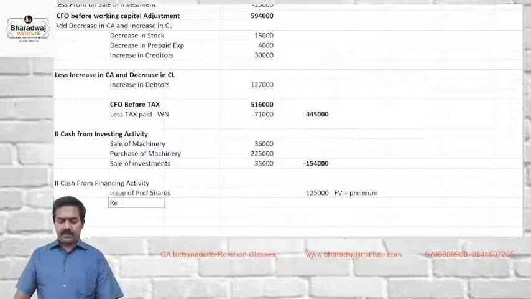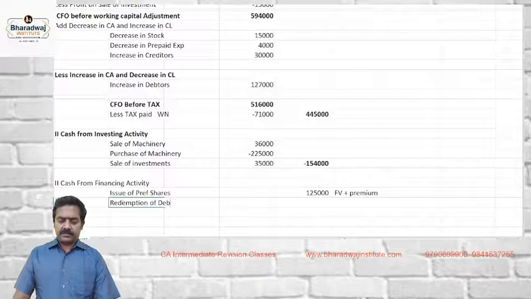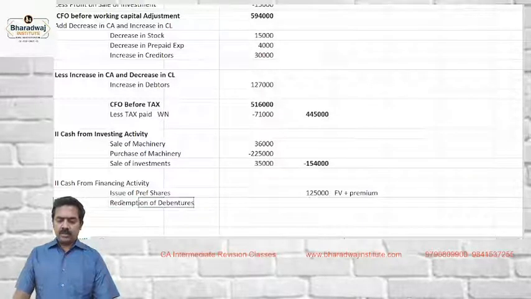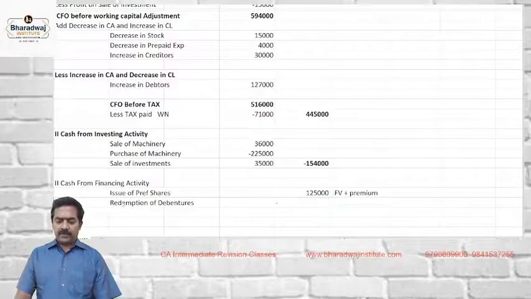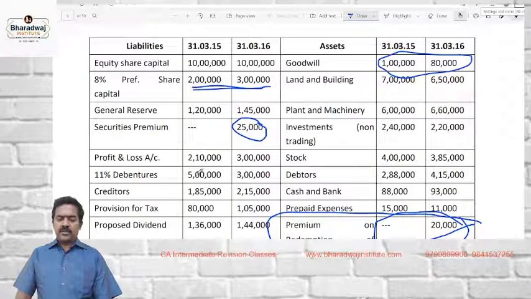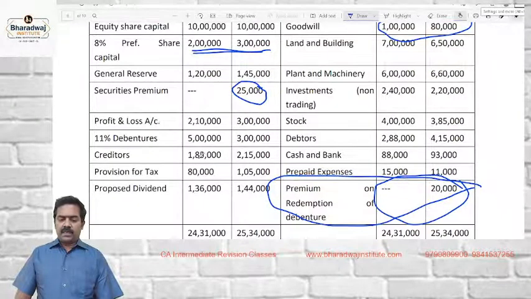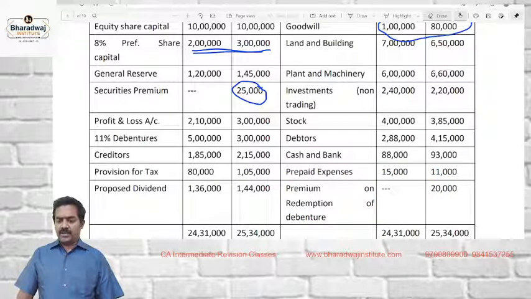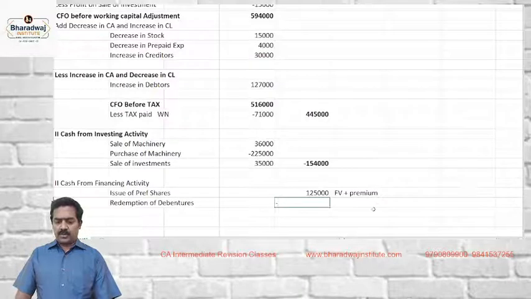Then redemption of debentures, this also face value plus premium. Look at the face value reduced in debentures. 5 lakh to 3 lakh, 2 lakh reduced, and we have got premium on redemption. What is the premium on redemption given? This 20,000 should be considered. So 2 lakhs plus 20,000.